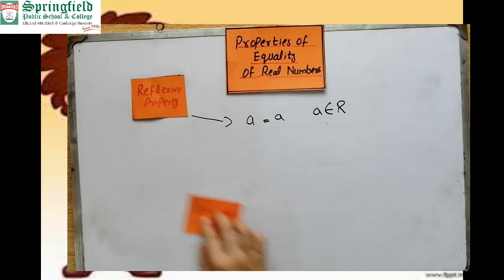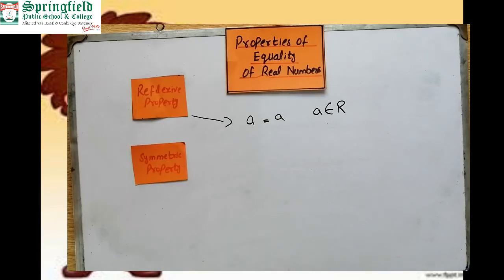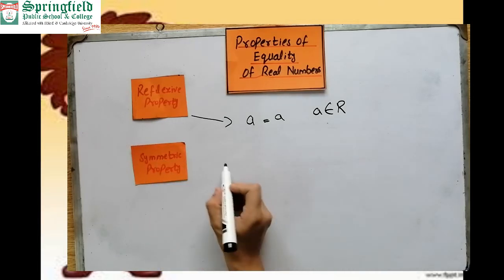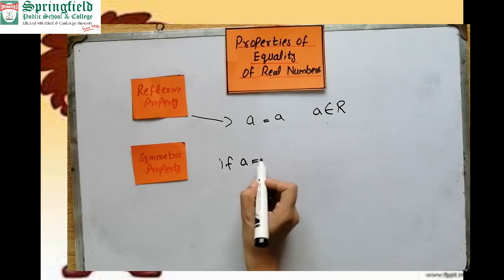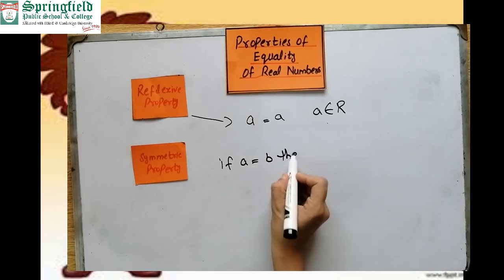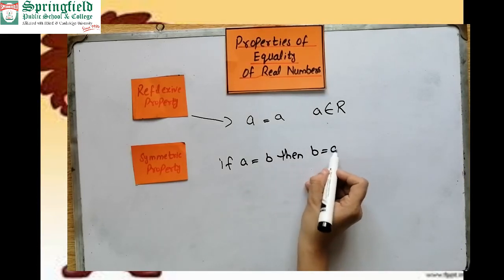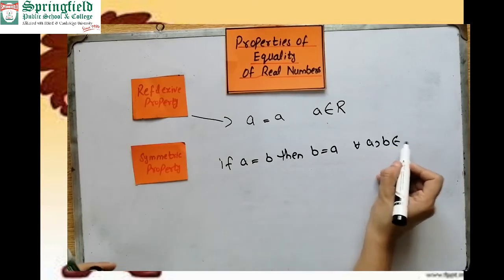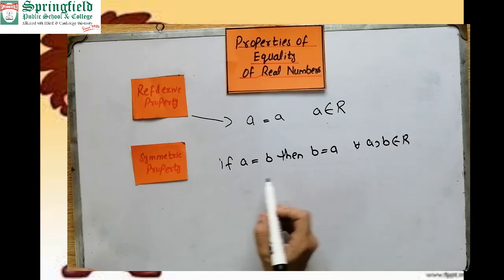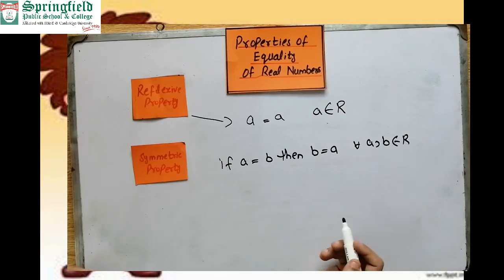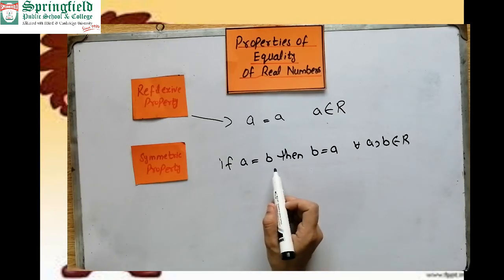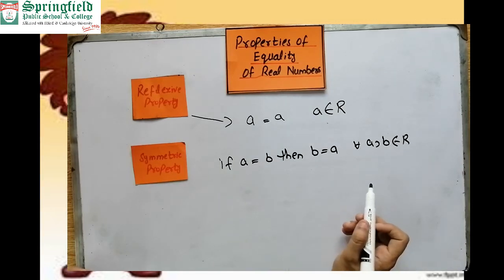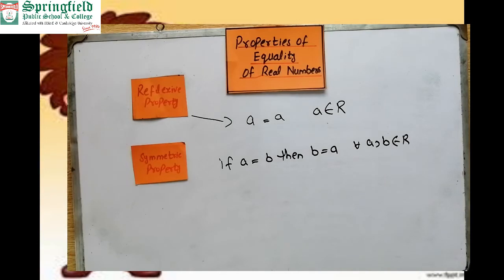Symmetric property. This is the second property. Symmetric property means if A is equal to B, then B must be equal to A, when A and B are both real numbers. This is the second property of the equality of the real numbers.